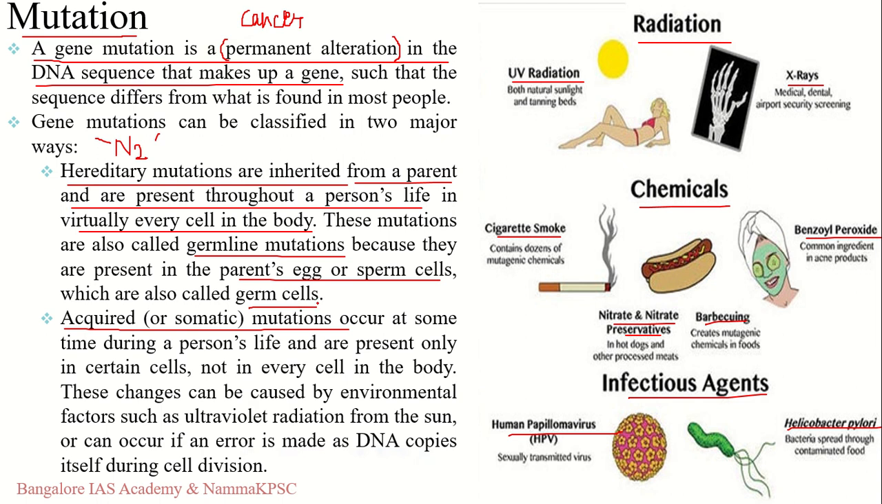Similarly, we can have acquired mutations, also known as somatic mutations, which occur at some time during a person's life and are present in only certain cells. These are due to exposure to certain environmental factors, for example, those given in the image towards your right hand side. So these may not be in every cell in the body. These changes can be caused by environmental factors such as ultraviolet radiation from the sun, or can occur if an error is made as DNA copies itself during cell division.